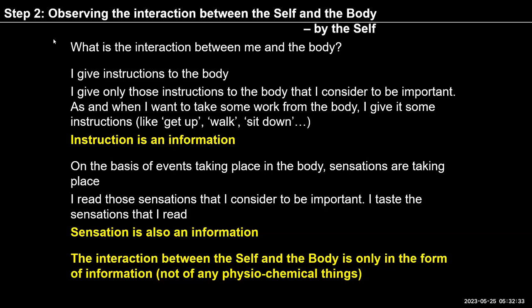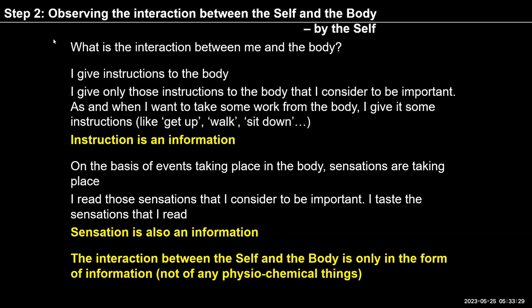So I know that the body also exists, that it is a reality that exists, because I can read the sensations from the body. Even if my eyes are closed, I can make out that the body is there because there is sense of touch. Through sense of touch, I can make out where I'm sitting. If my feet are on the floor, I can feel the cool floor against the feet and so on. So I can see that I am there and the body is also there, that we are two distinct realities. This we tried to observe in step 1.